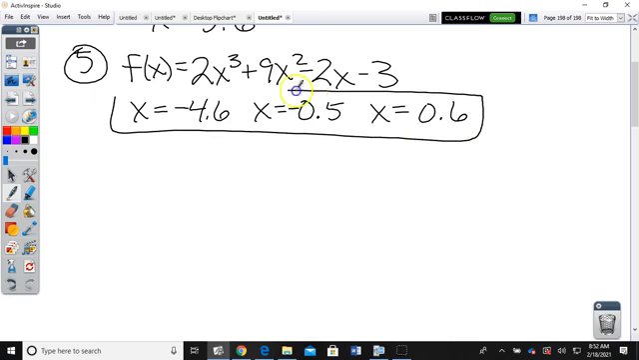Any questions on how to use your calculator to get those? Everybody good? Awesome.